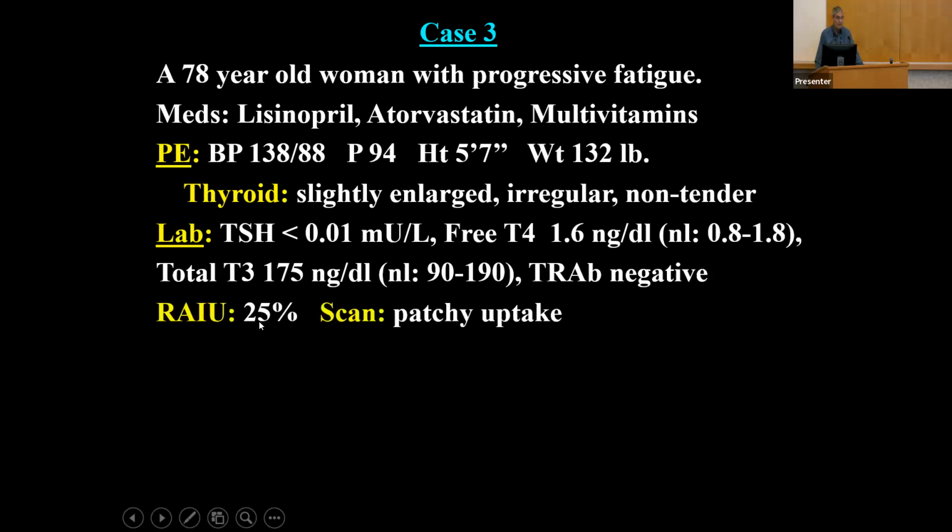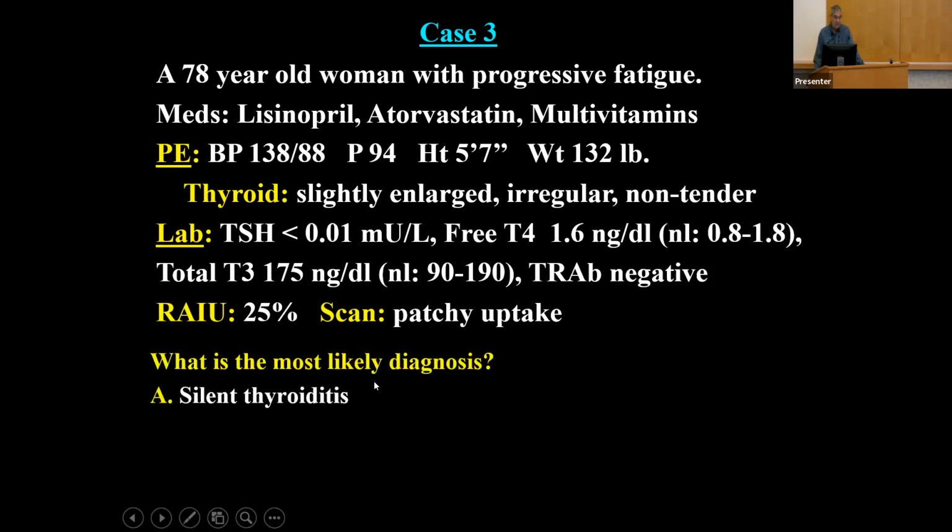So she has a radioactive iodine uptake, and it's 25%. That's read as normal because the normal uptake is 20 to 35%. But her TSH is 0. So this is not normal. That is inappropriately normal uptake, indicating autonomy in the thyroid gland. The thyroid gland is acting without the need for TSH, and the uptake is patchy. So she has a toxic multinodular goiter with what we would call subclinical thyrotoxicosis.